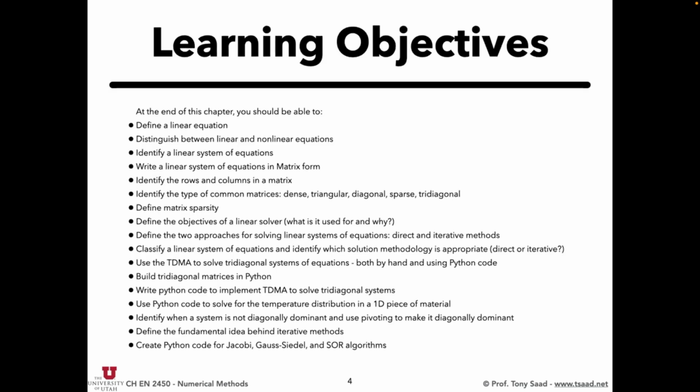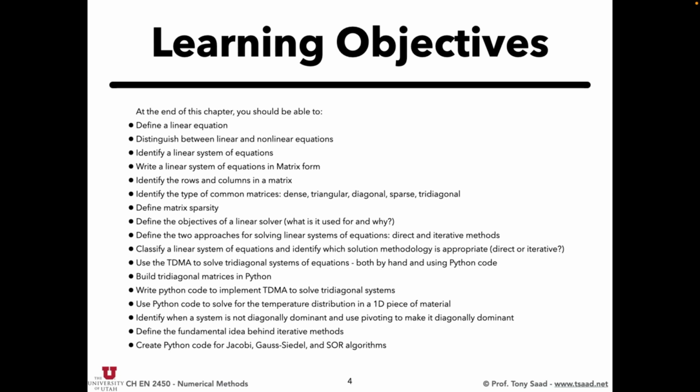I like learning objectives. Each chapter has a bunch of learning objectives. This is a non-exhaustive list of the things you're going to learn, a subset of what you will probably be learning in this chapter. You'll be able to define a linear equation, distinguish between linear and nonlinear equations, identify a linear system of equations. It's kind of boring to just read from the slides, but it helps remind us of what we're going to learn. You'll be able to write a linear system of equations in matrix form.